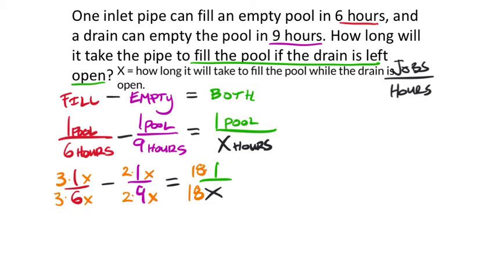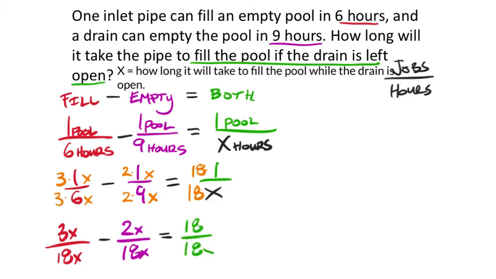Well, I now have, from the first fraction, 3 times 1 times X would be 3X, all over 3 times 6X would be 18X. Okay, and then from the second fraction, 2 times 1 times X would be 2X, and then 2 times 9 times X would be 18X. Again, the whole purpose of that last part of this exercise was to get the denominators to match. And now in the final fraction there, 18 times 1 is 18. 18 times X is 18X. So now that my denominators match, I can now rewrite this, but without any of the denominators.